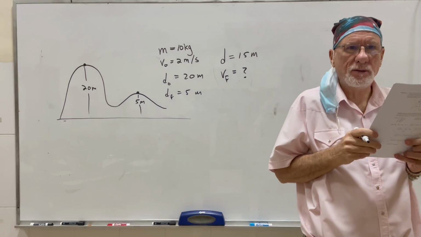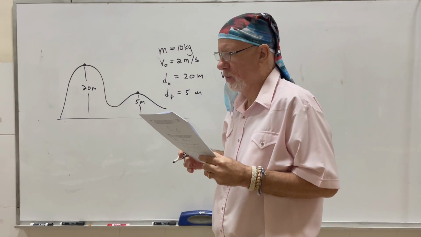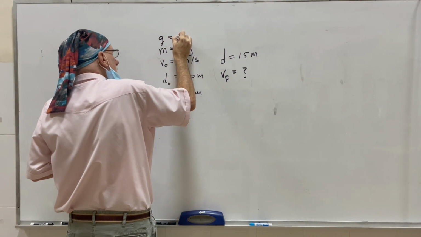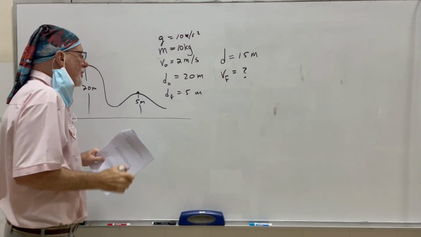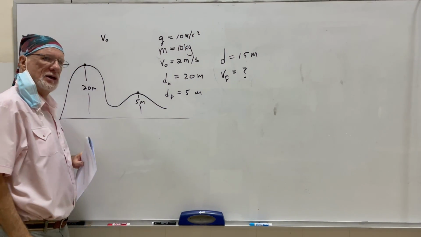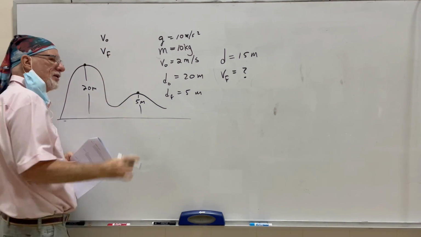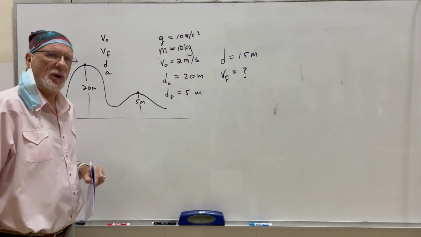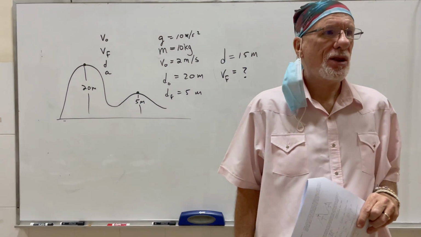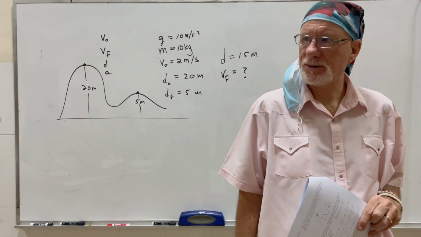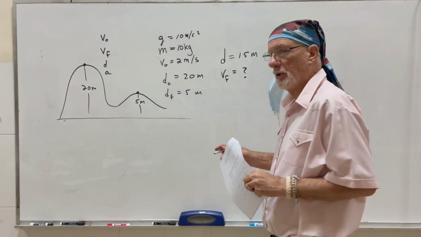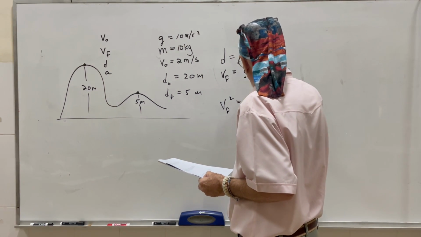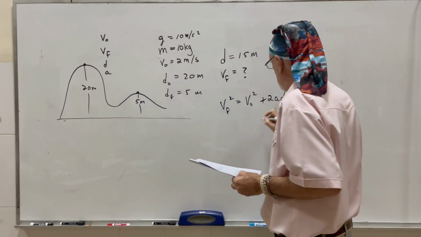What equation utilizes, we have G, which is 10 meters per second squared. So we have initial velocity, we have final velocity, we have distance, and we have acceleration. What equation utilizes those 4 quantities? Well, we looked at it yesterday, correct? It's going to be Vf squared equals V naught squared plus 2AD.